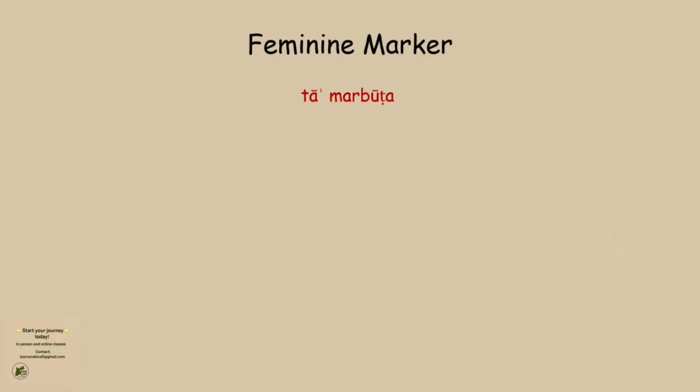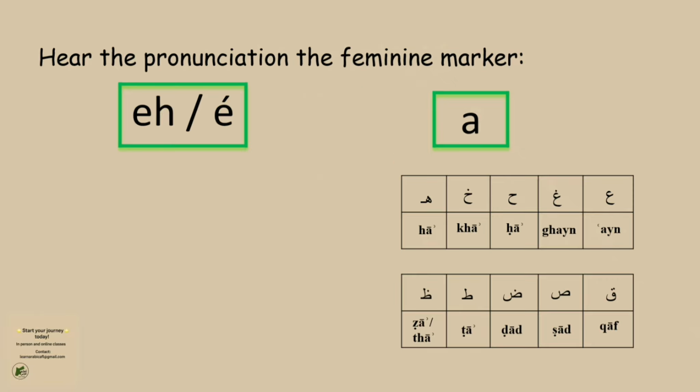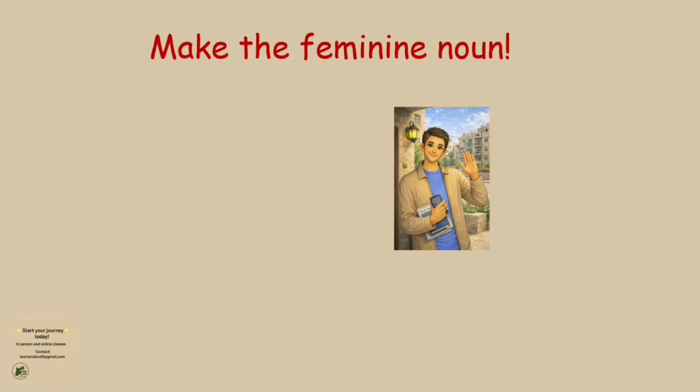As you have probably noticed, we changed the human noun from masculine to feminine by adding the ta marbuta, or the feminine marker, to the end of the word. We have learned in the video about adjectives when to pronounce the feminine marker as "a" or "e" in Levantine dialect. Generally, it's pronounced as "e" after the heavy letters, but if you always pronounce it as "a," you will not be wrong. Take a second to change these nouns from masculine to feminine.